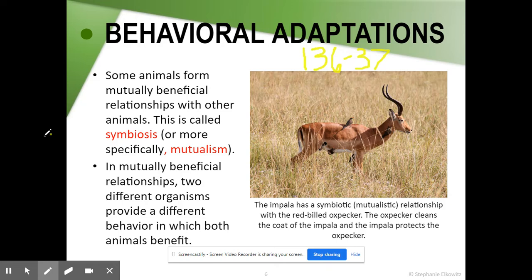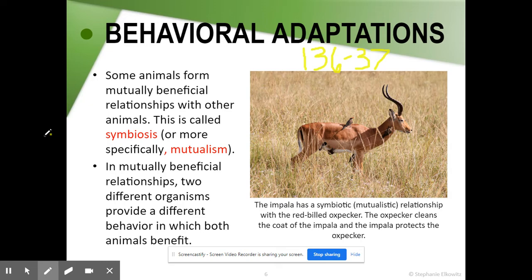In other relationships, both organisms are helped. For example, the cleaner shrimp eats parasites from the eel's mouth. The shrimp gets food, and the eel keeps its teeth clean and free of parasites.